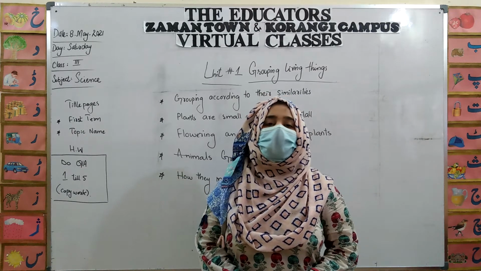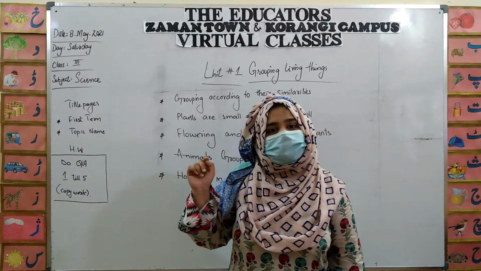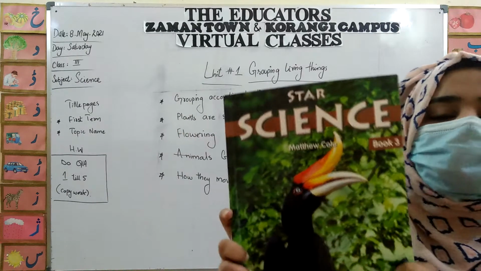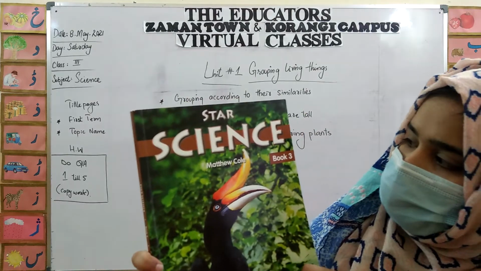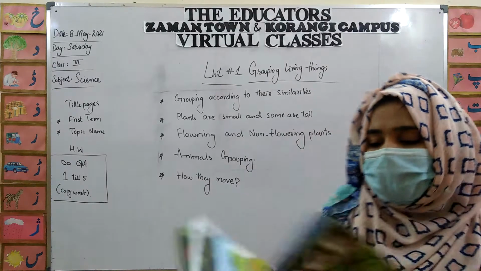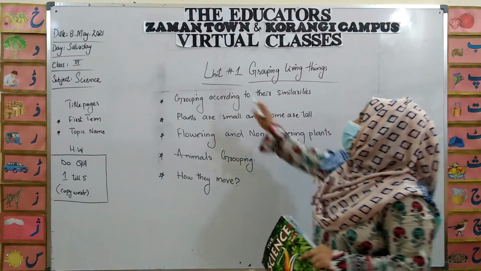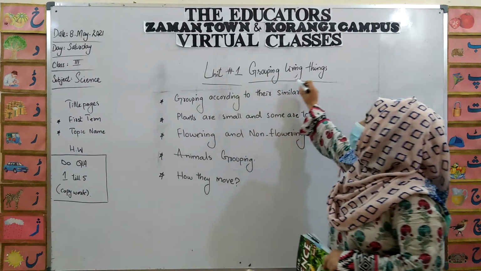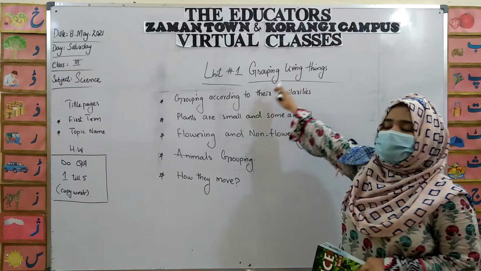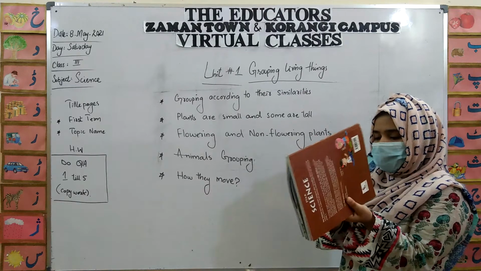Okay, we have covered all the subjects. Today we are going to study what? Science. Yes, in science, first of all, look here, this is your science book. This is your class book which is of class 3. So today in this book there is a unit 1 which we are going to study today. That is unit 1, the name is Grouping Living Things. Okay, what is the name of the unit? Grouping Living Things. So all of you just open your book.